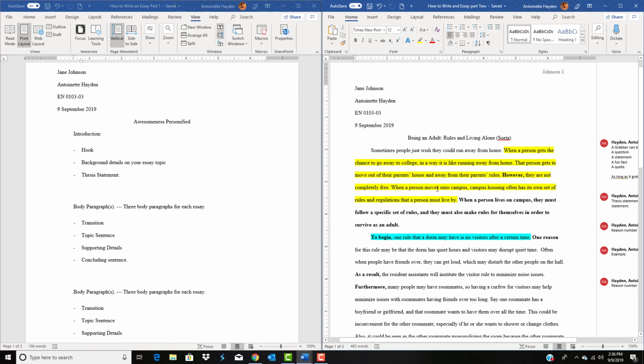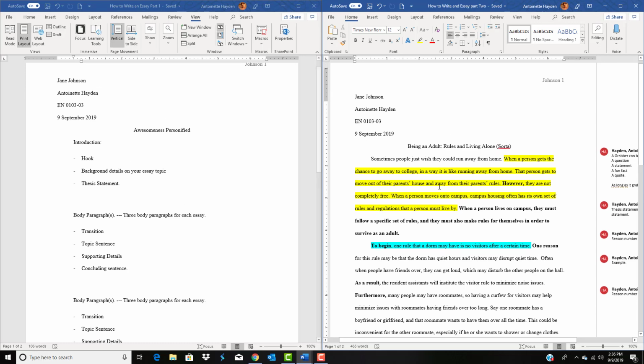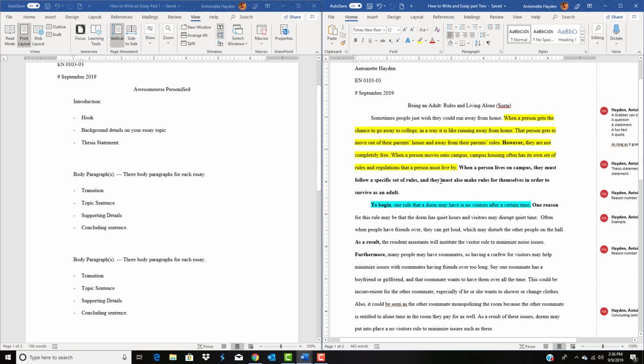So this is my background. We're trying to move out of our parents' house, and people often do that when they move into their dorm. And so my goal is to talk about living on campus. So how do you end up living on campus? You move from your parents' house to going to the campus housing. And that leads me to my thesis statement.